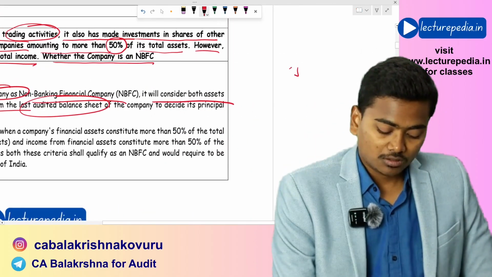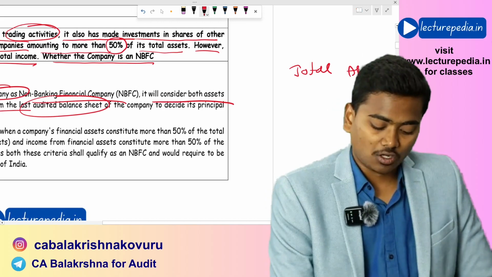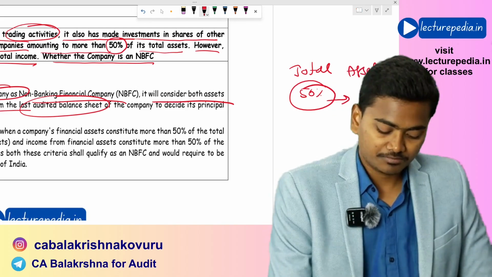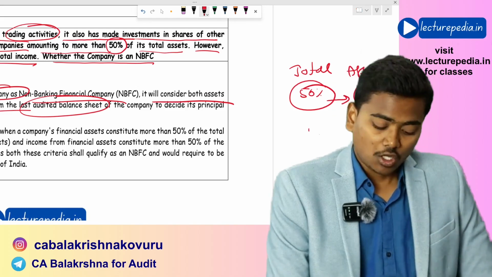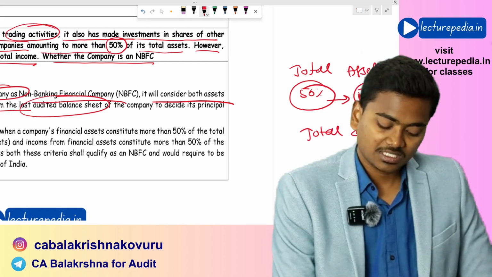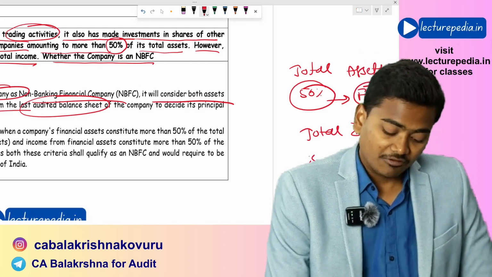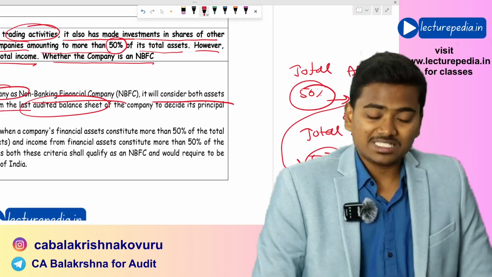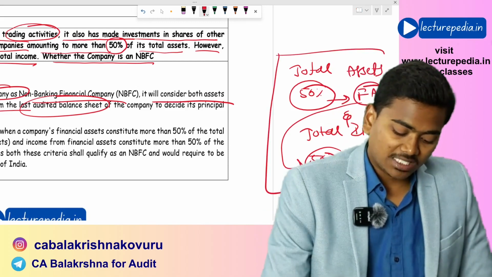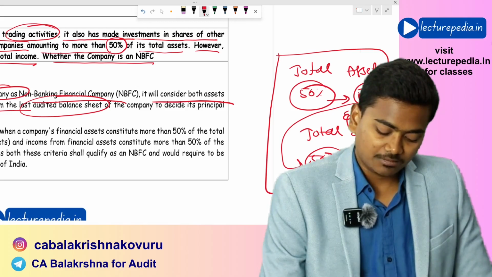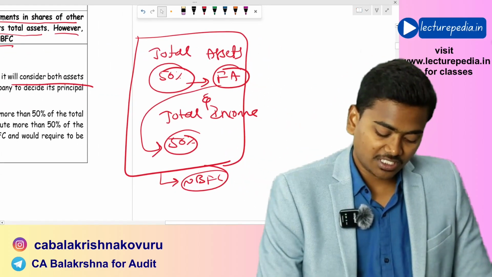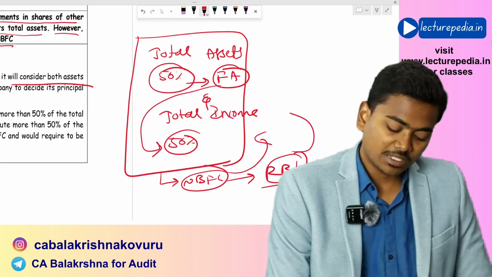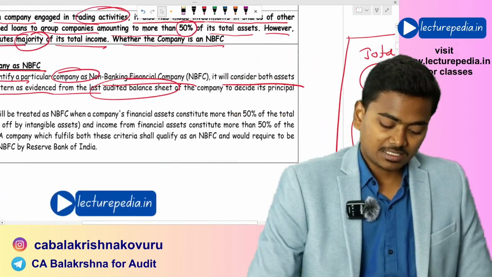Basically, of the total assets of the NBFC, at least 50% of assets must be financial assets, and of the total income that is generated by the NBFC, 50% of the income must come from these financial assets. If both these conditions are satisfied, then you can call that particular type of company an NBFC, and it needs to obtain a certificate of registration from RBI, and these types of NBFCs will be regulated by RBI. Simply, this is the 50-50 test.